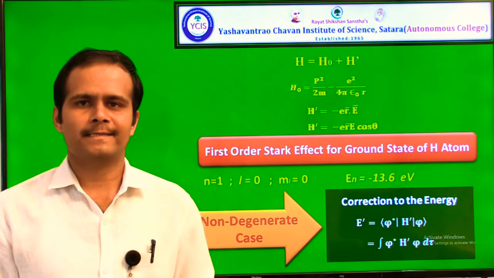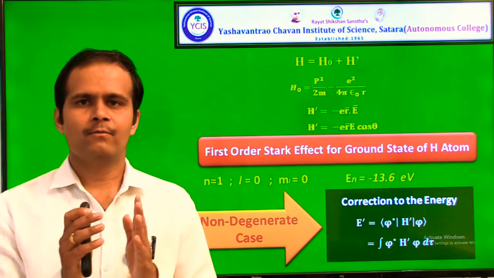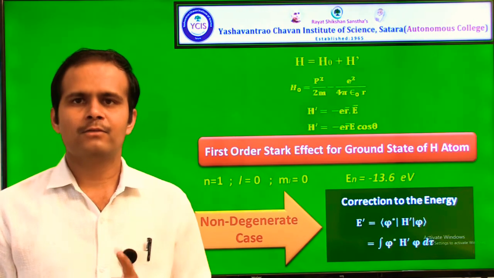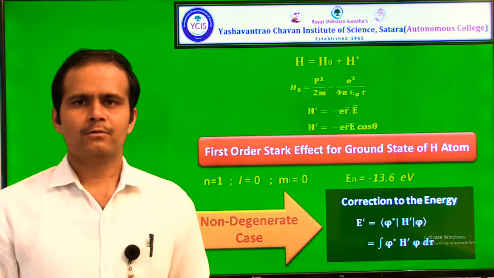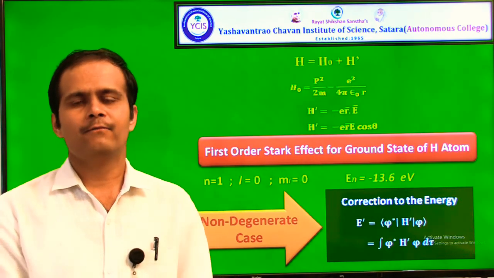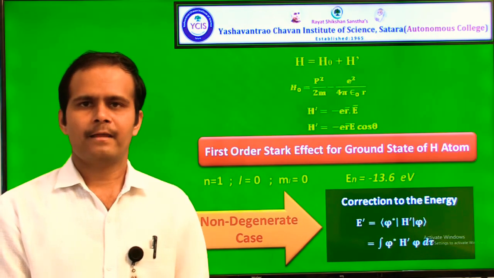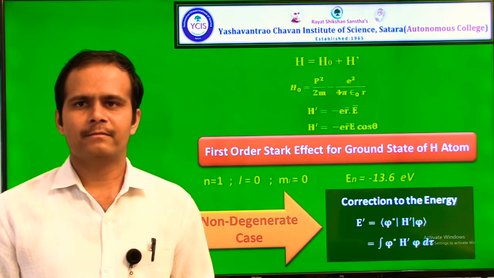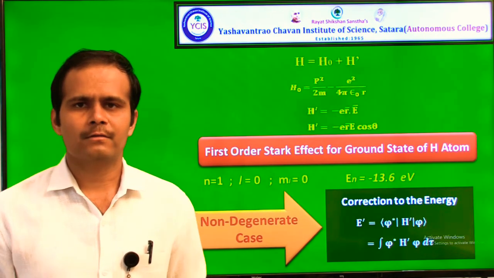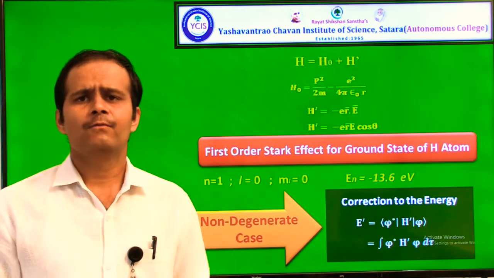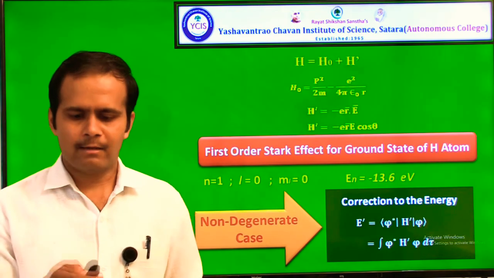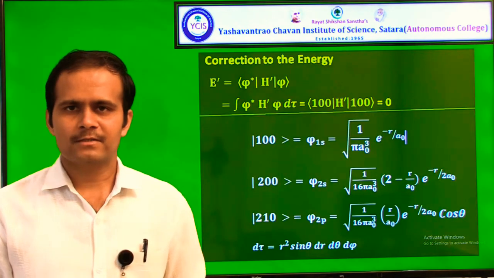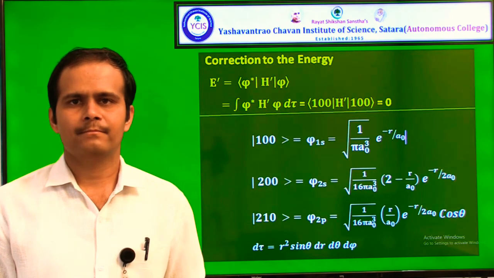For the 1, 0, 0 case, that means the value of n is 1, the value of L is 0, and the value of m is also 0. So we know that there is a wave function for hydrogen atom, and we have the various states of hydrogen atom, that is ground state, first excited state, and so on. For each state there is a different wave function. So let me have a look at the wave functions for the hydrogen atom.